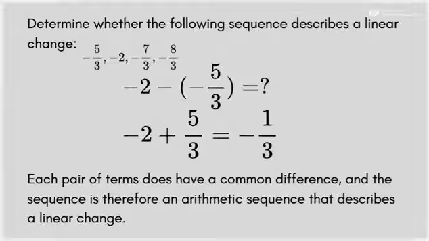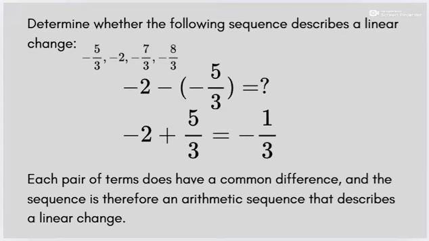So each pair of terms does not have, oh, it does have a common difference, it says. So I'm sitting here talking about all of this and I'm wrong. I guess each one is 1/3. Well, I'm going to have to edit this out and try again. Hey, would you look at that? I completely screwed it up. Let's go back and try again.